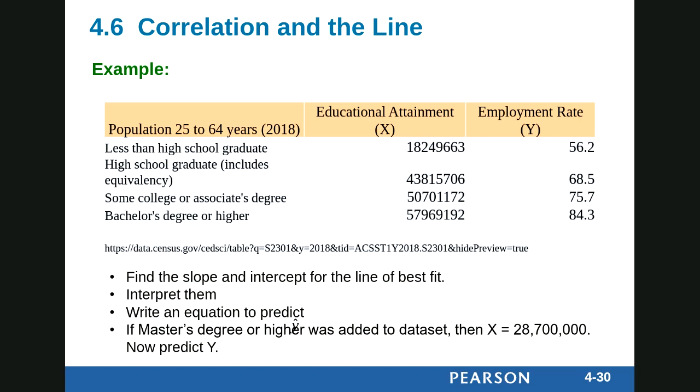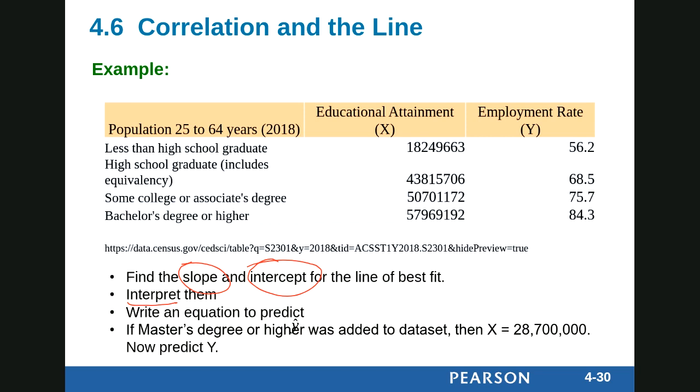So the first thing you need is to find the slope and the intercept for the line of best fit. So that means you have to find B0 and B1, and then you have to interpret them. Then you need to write an equation to predict y hat. So that y hat is missing over there, but you have to write your linear model equation.